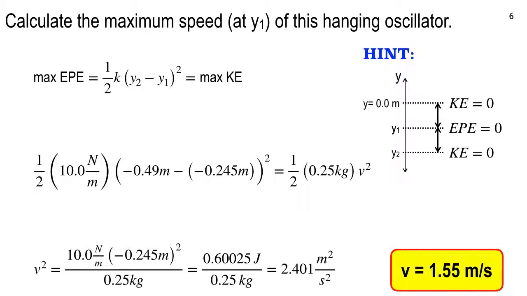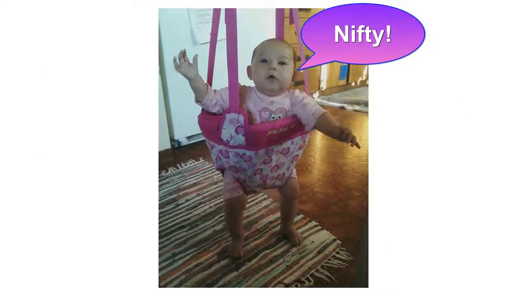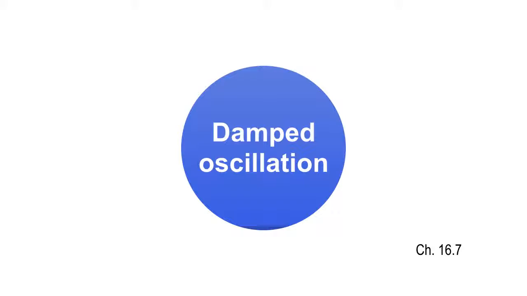Now, that is, students, that is what we call in the business a brain burner. Expect to see something like that on the final. Something difficult like that where you have to put 2 and 2 together. So you're going to see a brain burner, or as some people say, nifty. Like this little guy, he's in his little oscillating system there. Now, damped oscillation.